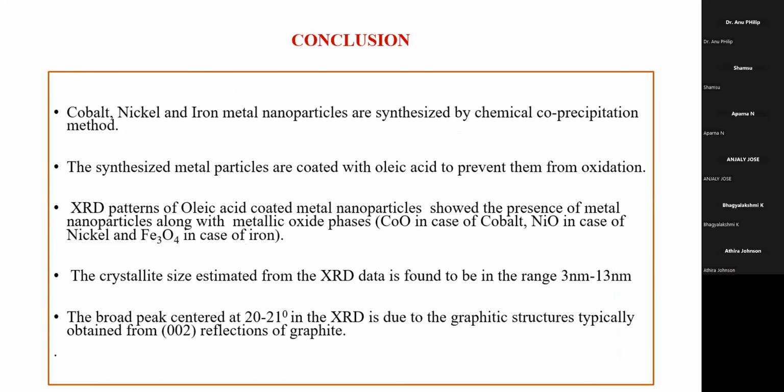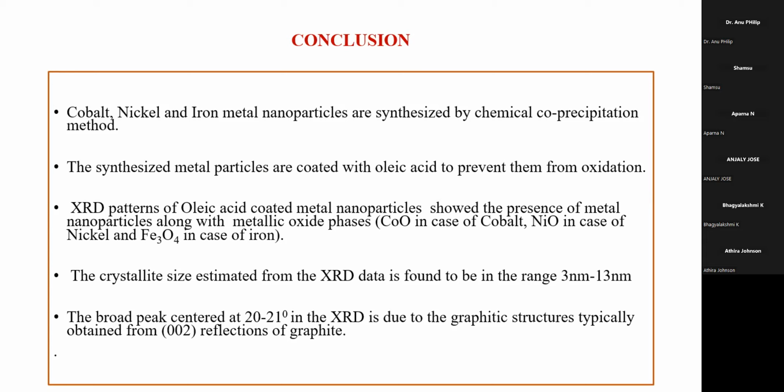And it is concluded that cobalt, nickel, and iron metal nanoparticles are synthesized by the chemical co-precipitation method. The synthesized metal particles are coated with oleic acid to prevent them from oxidation. XRD patterns of oleic acid coated metal nanoparticles show the presence of metal nanoparticles along with the metallic oxide phases: cobalt oxide in case of cobalt, nickel oxide in case of nickel, and Fe3O4 in case of iron.